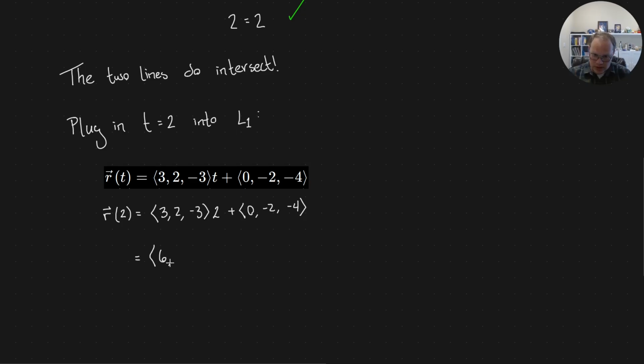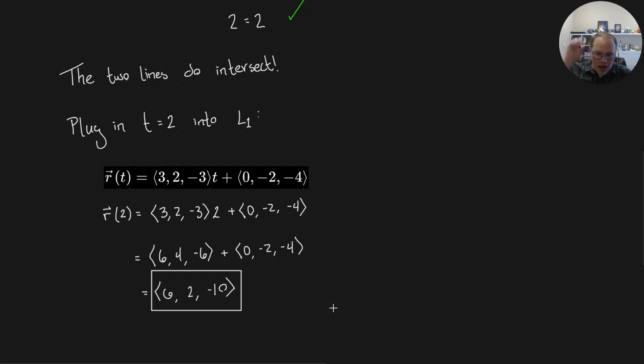3 times 2 is 6. 2 times 2 is 4. Negative 3 times 2 is negative 6. Just doing the scalar multiplication right here. And on the right side here, that stays the same. And then just add the two vectors together. I get 6 plus 0 is 6. 4 plus negative 2 is 2. And negative 6 plus negative 4 is negative 10.